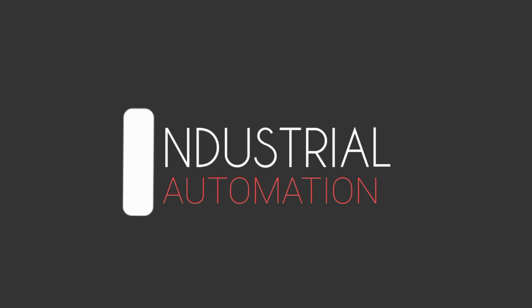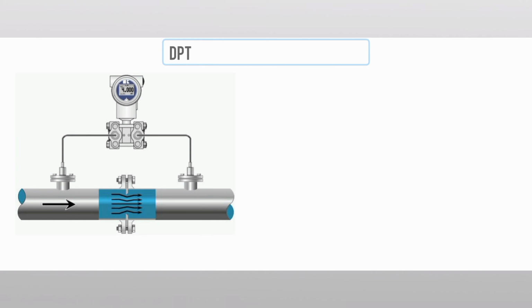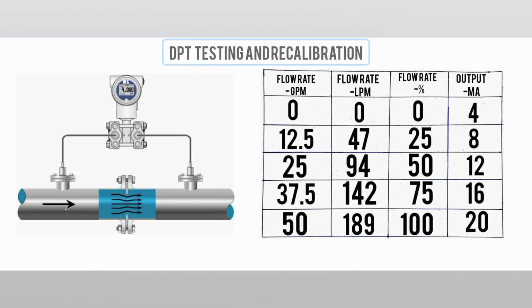Industrial automation. In the previous lesson we discussed how to calibrate a differential pressure transmitter with the hand pump.